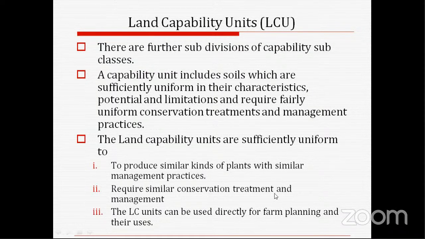They require similar conservation treatments and management. As I just said, for salinity we can go for subsurface drainage, while leaching out the salts with good quality water. We can go with similar management practices.